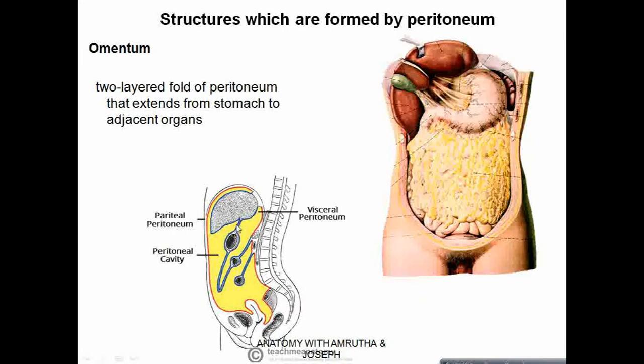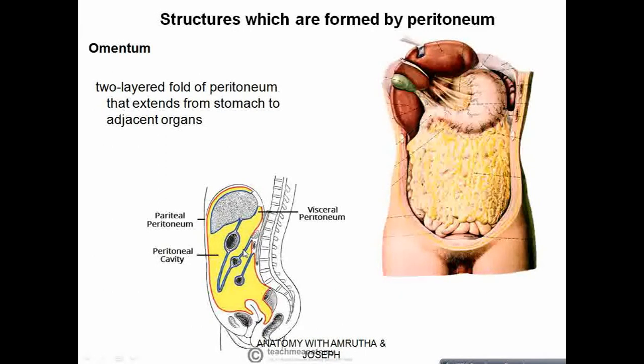So this layer, the first layer, is reflected onto the stomach, and that covers the stomach anteriorly, and that is going downwards, right? And that is again reflecting back and is reaching the transverse colon. It is covering the transverse colon posteriorly, the posterior inferior aspect of the transverse colon. Then it goes to the posterior abdominal wall.